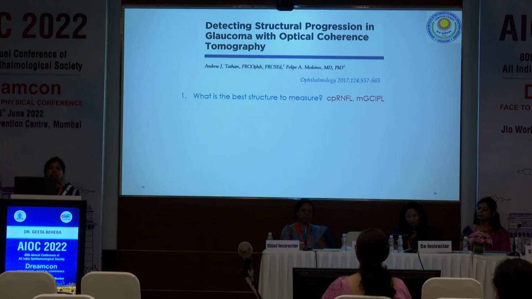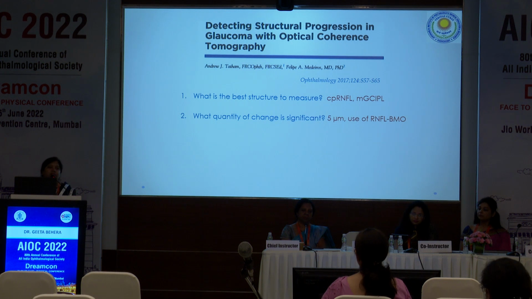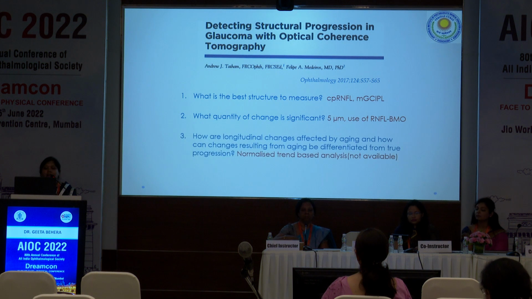So what is the best structure to measure? It is the circumpapillary RNFL and the macular GCIPL, and about 5 micron is the significant change. But if the RNFL floors are lower, then one can use the RNFL BMO as well. And a normalized trend-based analysis, which is not available and is under development, is what is recommended.